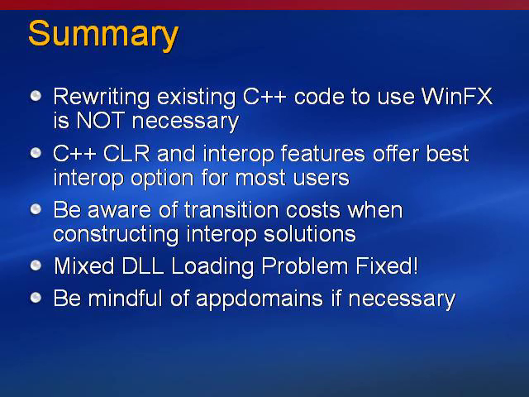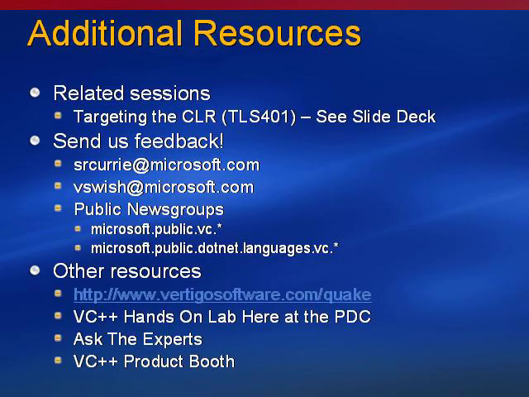Also, be mindful of app domains. If there's any possibility whatsoever that you'll be running in an app domain context, using the 2003 toolset, you have to be aware that your globals might be stepping on each other. I saw someone in the product pavilion the other day who's probably suffered from this exact problem. So if you're seeing strange behavior, this might be it. In Whidbey, we take care of a lot of it automatically, so you may not have to worry about it.